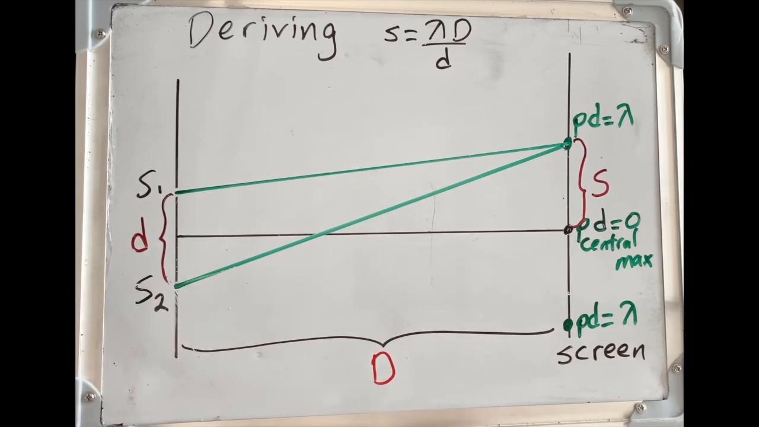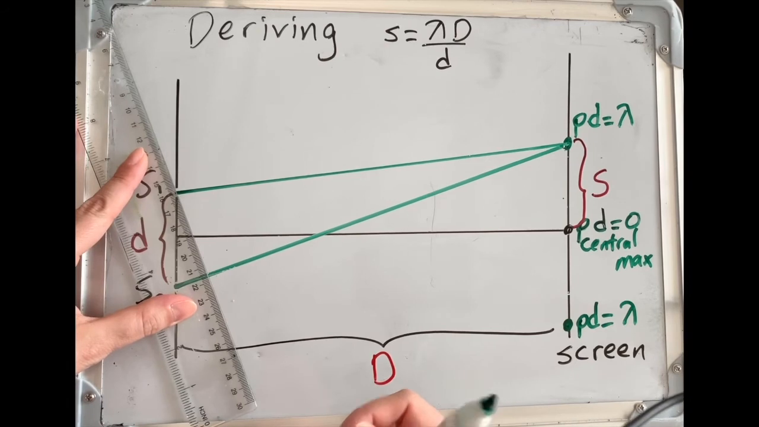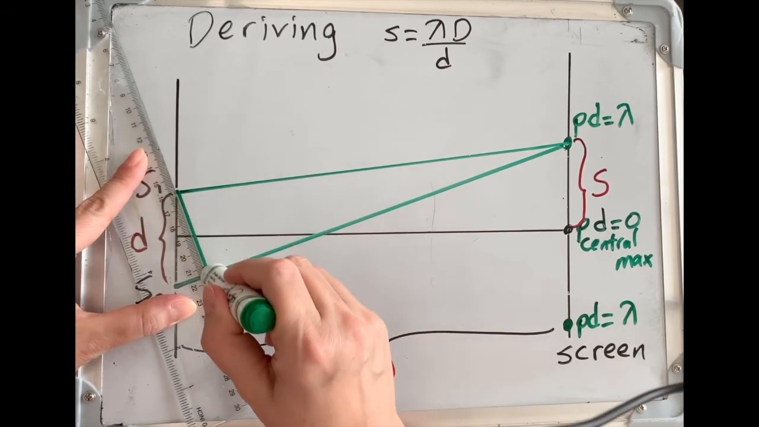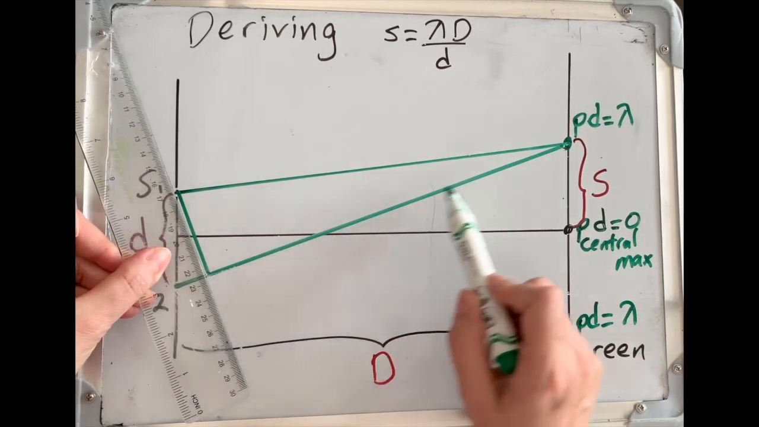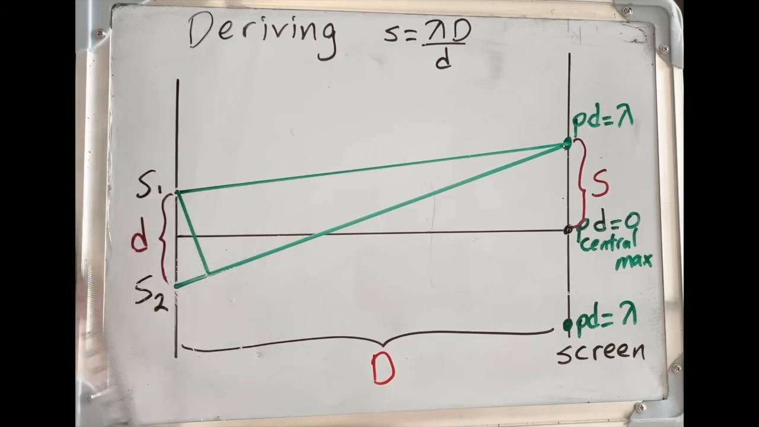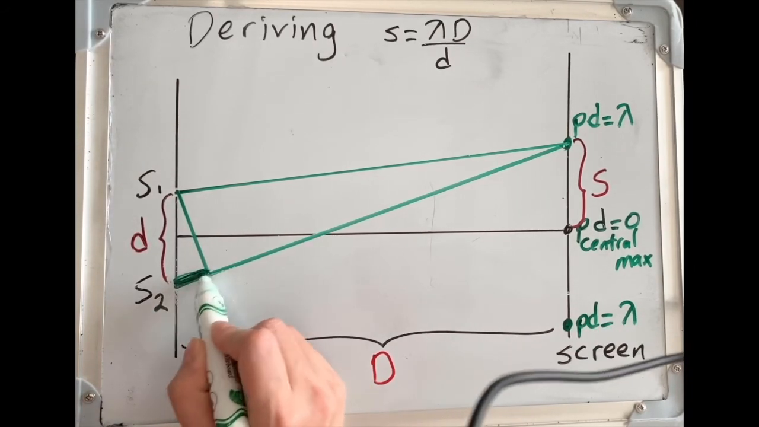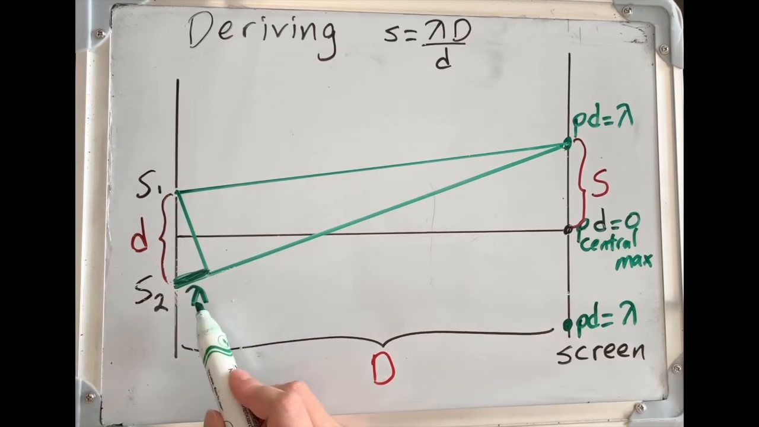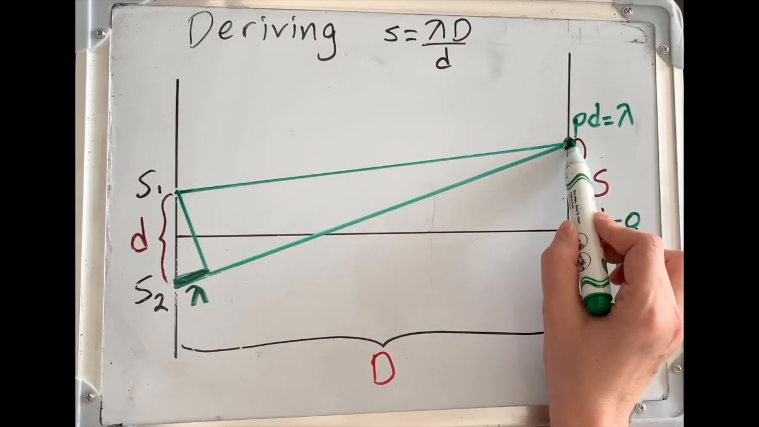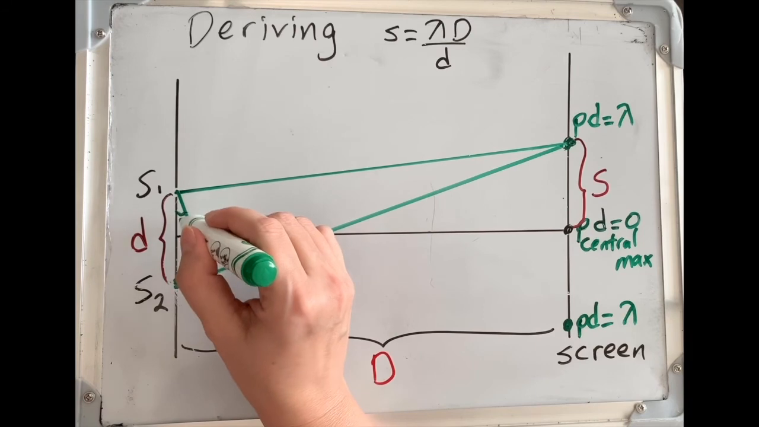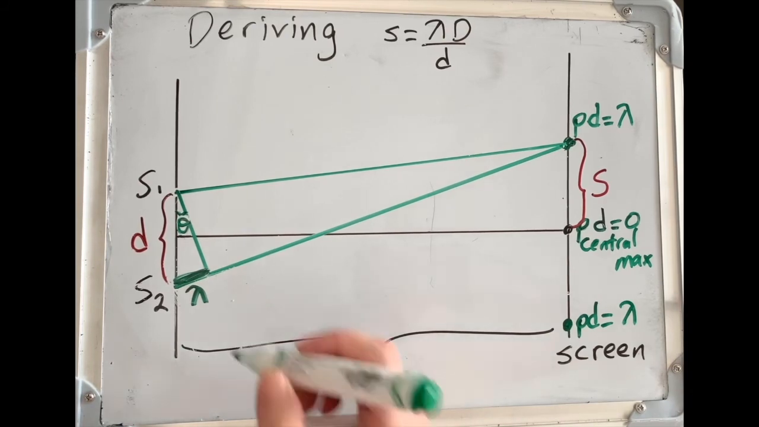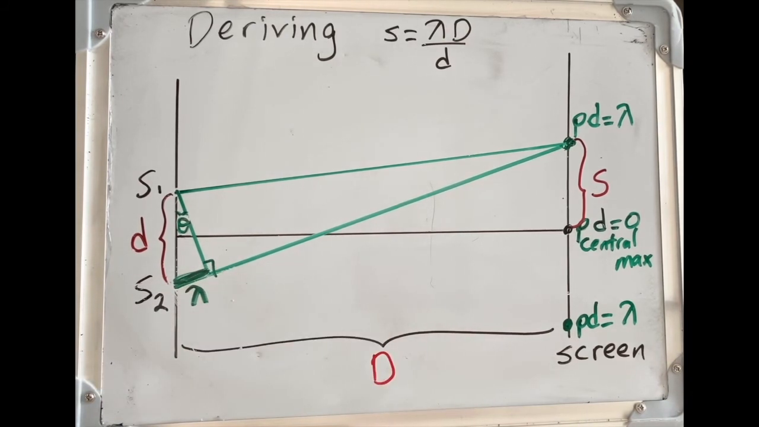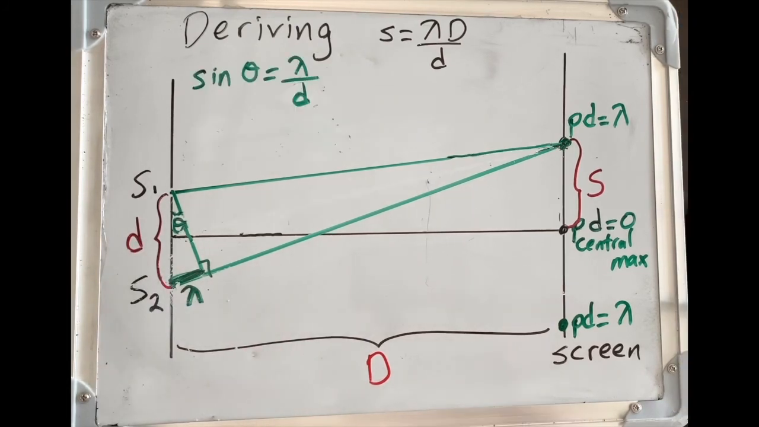To find the difference between their lengths, I'm going to draw a perpendicular line from one to the other. So after this point, the lengths of these lines can be said to be the same, which means that distance right here is the path difference, which is 1 lambda, because we're looking at the path difference at the first constructive interference. Now I'm going to label that angle theta, and let's write an expression for the sine of theta. Since that is a 90-degree angle, sine theta becomes lambda over d.